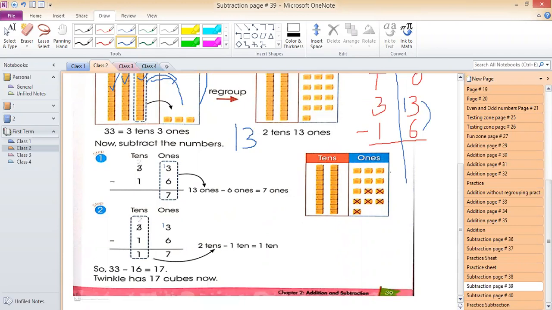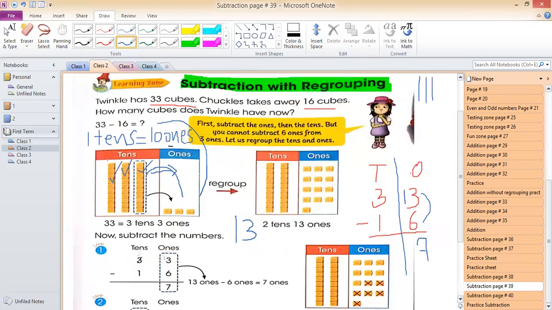Out of 13, you can minus 6. Draw 13 lines. 1, 2, 3, 4, 5, 6, 7, 8, 9, 10, 11, 12, and 13. Out of 13, you have to take out what? 6. So cut 6 lines. 1, 2, 3, 4, 5, 6. How many lines are left? 1, 2, 3, 4, 5, 6, and 7. So 13 minus 6 is 7.